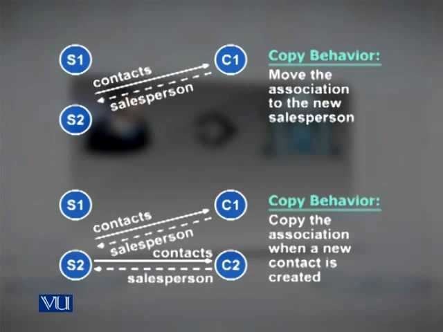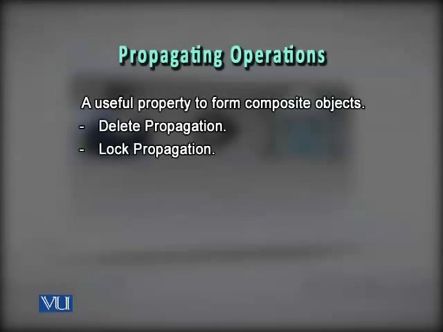So this is the scenario that has been given as an example to differentiate between copying the references or moving the reference. Then there is another aspect of association, and that is propagating operations: how to propagate a change. The propagation concept is useful when you enforce the concept of composition. Composition means that a certain group of objects is considered as a single, composite thing. In that case, propagation operations are useful. There are two options for propagation: one is delete propagation and the other is lock propagation.